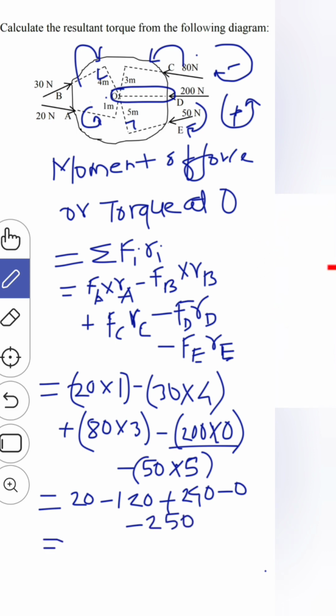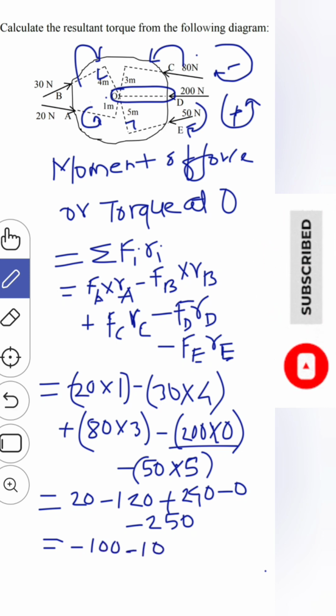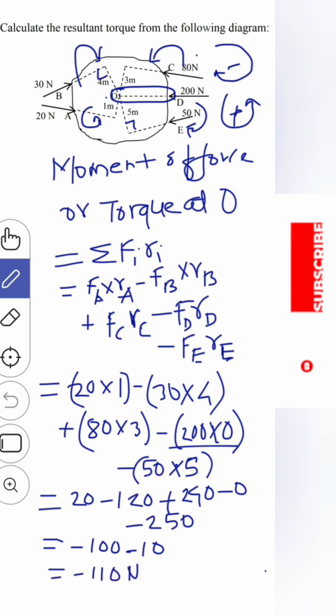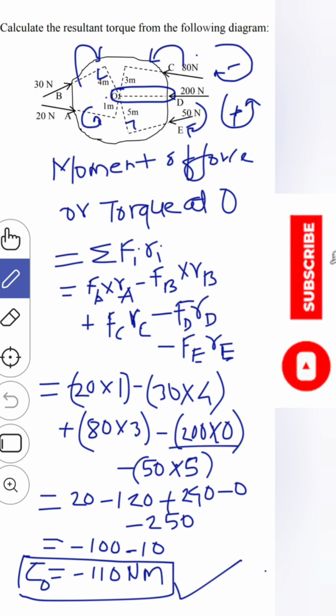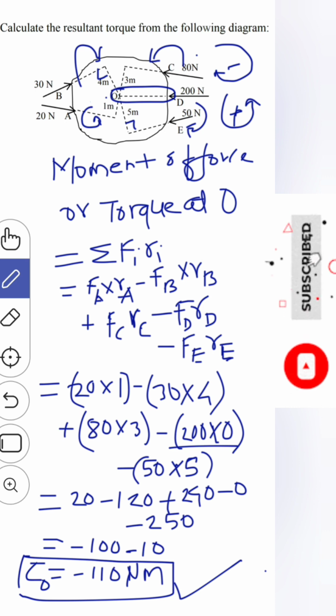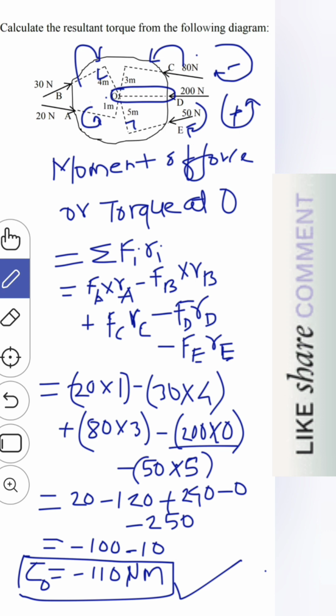I will solve it. So how much will it become? It will become minus 110 Newton meter. That will be the total torque at point O by all the forces. So in this way we can simply calculate the answer of this question. And what is the answer? Minus 110 Newton meter. So we can say that the overall moment on this point O is a clockwise moment.